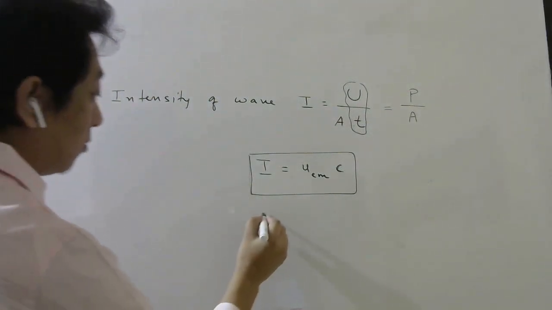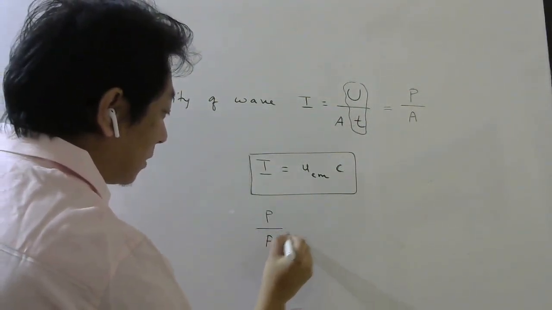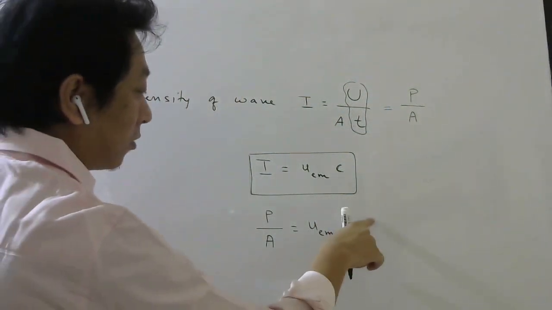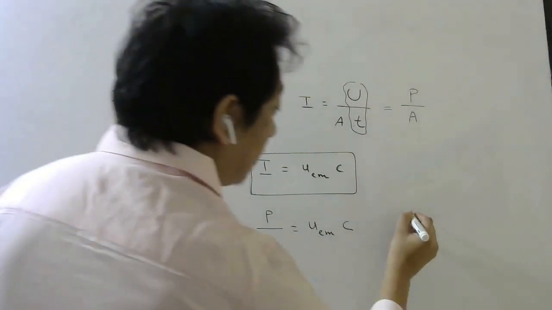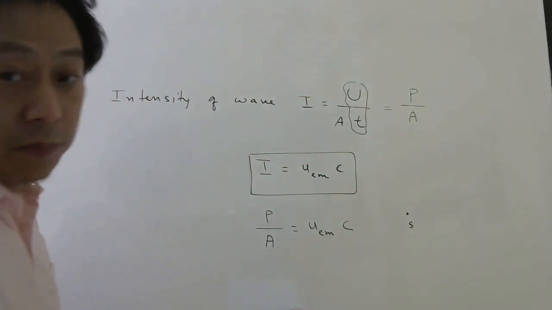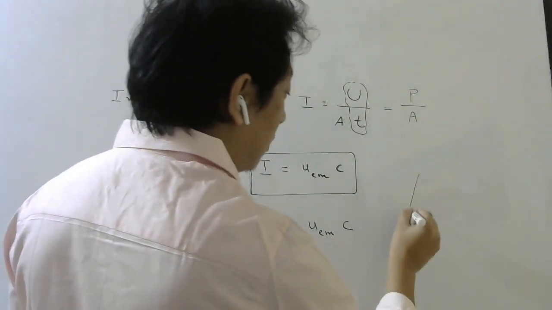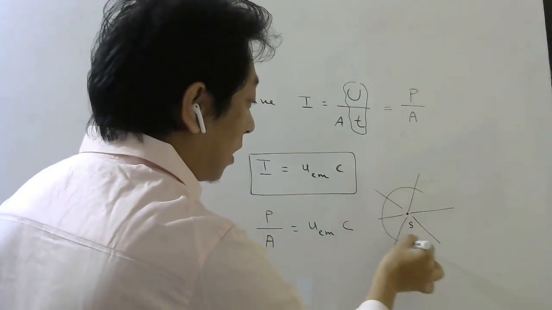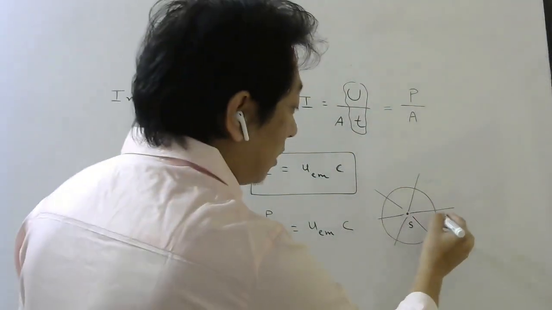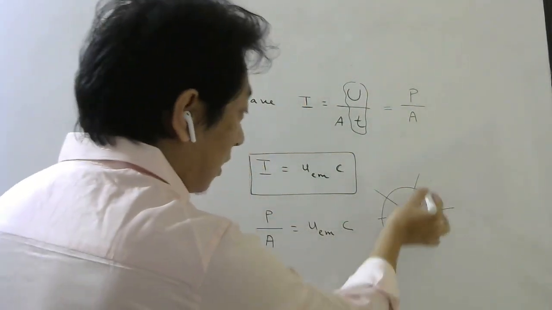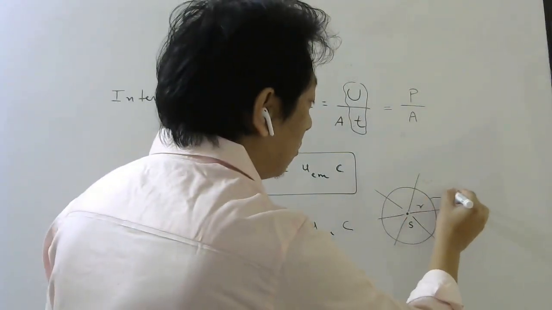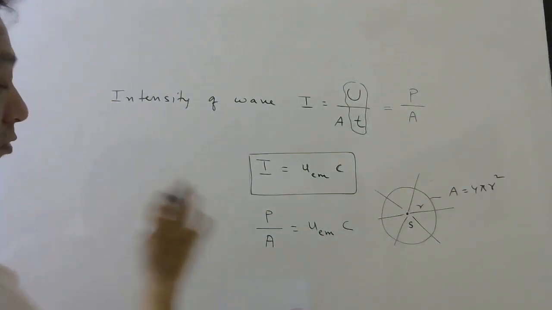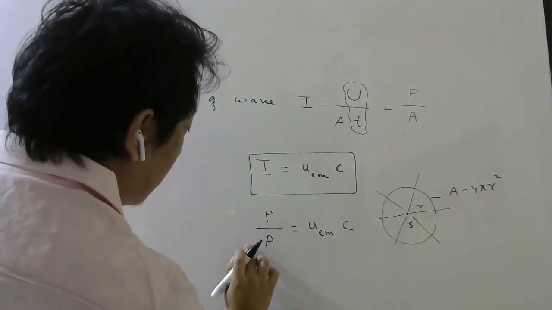So you can also write this formula as power by area is equal to energy density into speed of light. Then you can cross multiply the area. For example, if this is your source, now for a point source, the radiation will go in all directions, right? So the energy will be spread on what kind of area? Spherical area. So at a distance r, this area where the energy will be spread, that area will be what? 4 pi r square. Since it is a spherical area, you can substitute 4 pi r square. Then you can write here 4 pi r square.